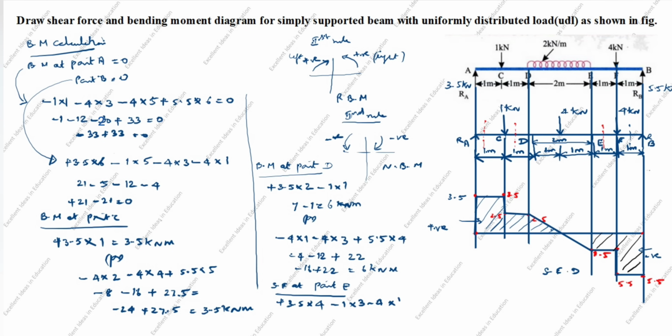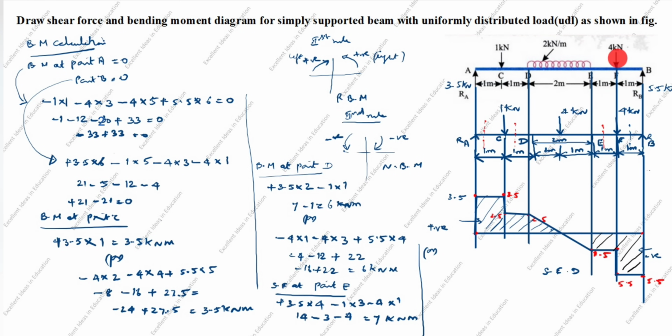3.5 into 4 is 14. Minus 1 into 3 is minus 3. Minus 4 into 1 is minus 4. Equal to 14 minus 7, is 7 kilonewton meter. Now we will calculate the right side.